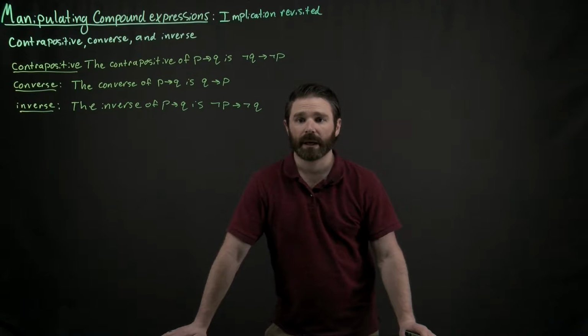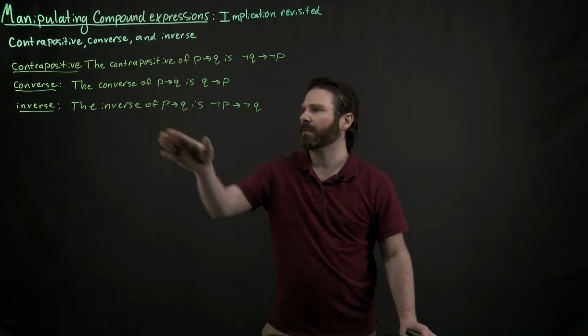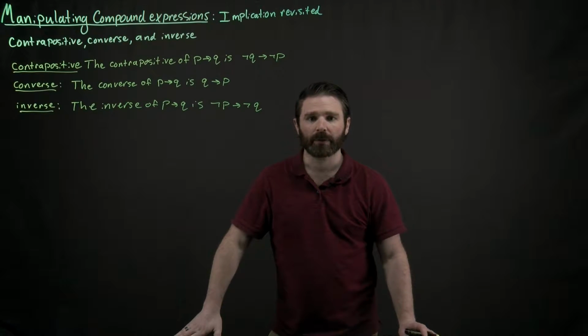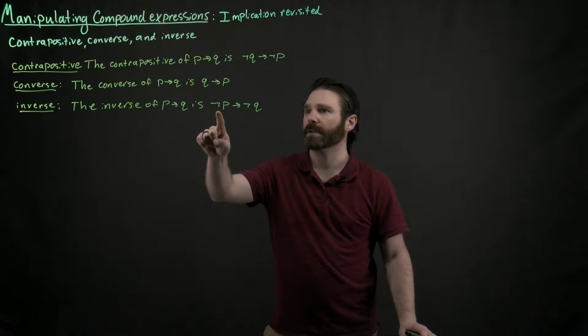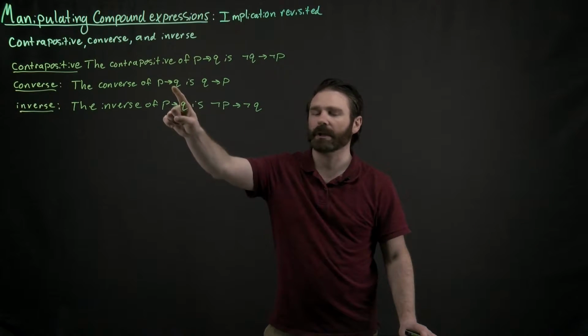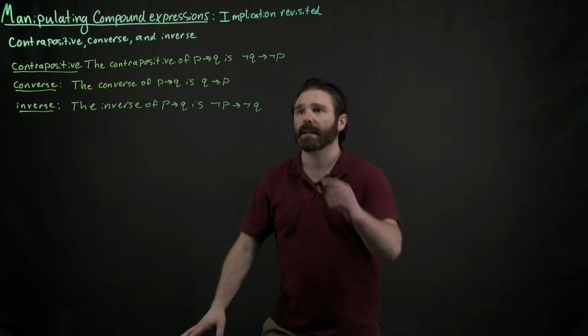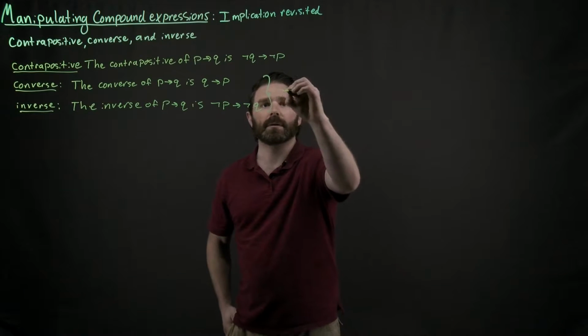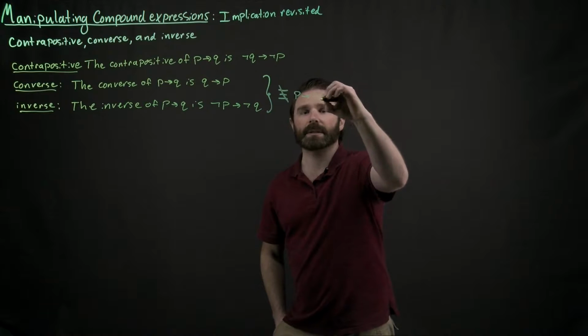So we spent a lot of time looking at the contrapositive right here. Well, what about the converse and the inverse? If you recall, I made a note that the converse and the inverse, so that is Q implies P and not P implies not Q, are not logically equivalent to P implies Q. And it's pretty easy to prove that claim.